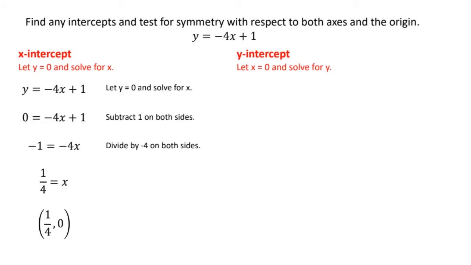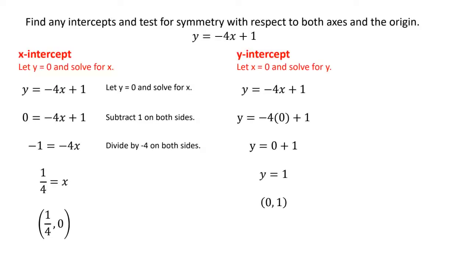Okay, so let's go ahead and do the y-intercept. Let's let x equal 0, and let's solve for y. So everywhere I see x, I'm going to plug in a 0. So we have y equals negative 4 times 0 plus 1. So negative 4 times 0, that's 0. And 0 plus 1 is 1. So the equation of the y-intercept is y equals 1. As an ordered pair, this is telling me that when x is equal to 0, y is equal to 1. And these are our intercepts.